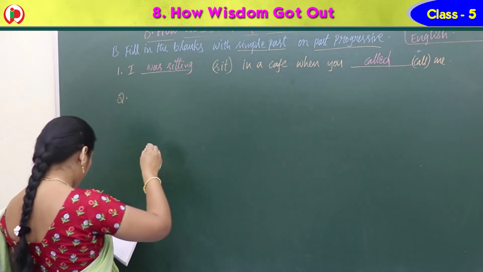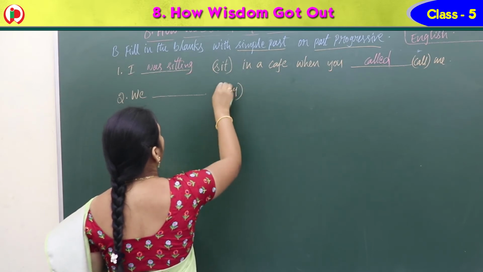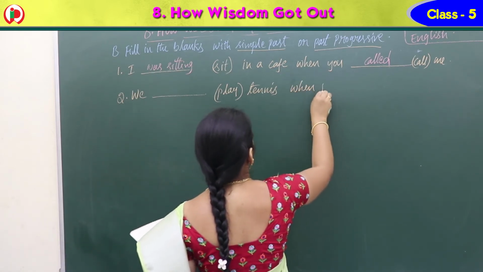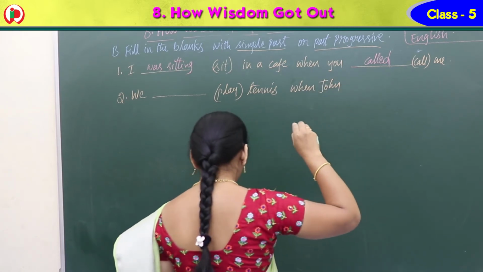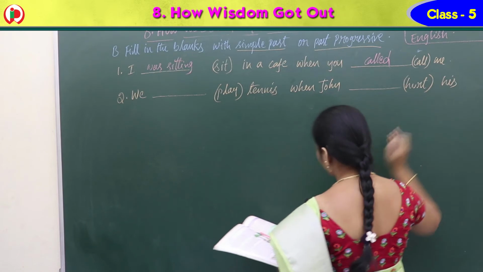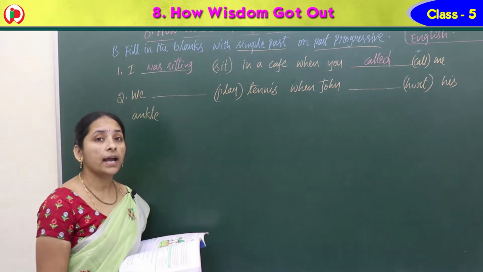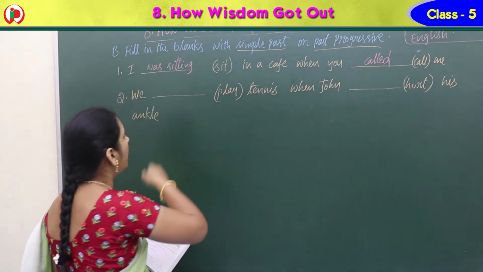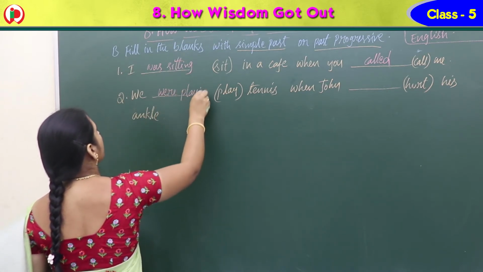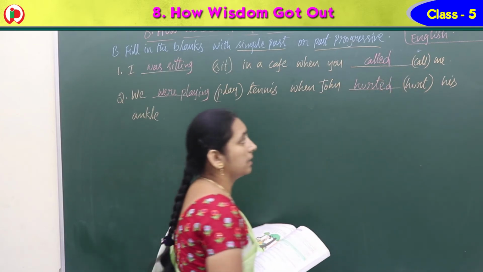See the second one, what do we have? We dash play tennis when John dash hurt his ankle. So something happened to his ankle while he was playing. So that's why we were playing tennis when John hurt his ankle.